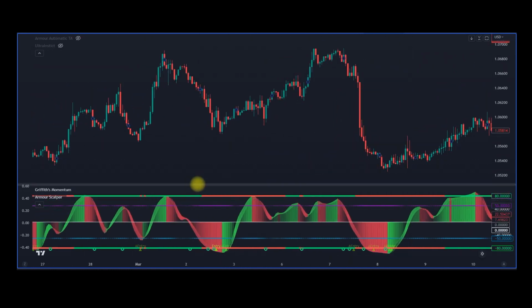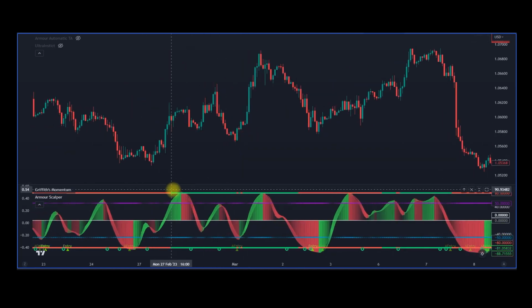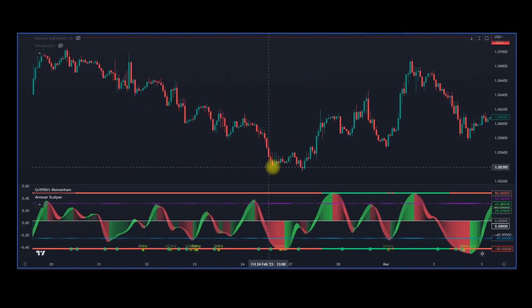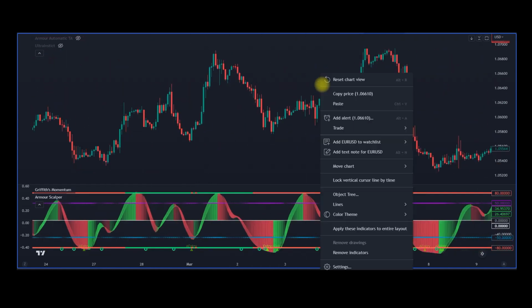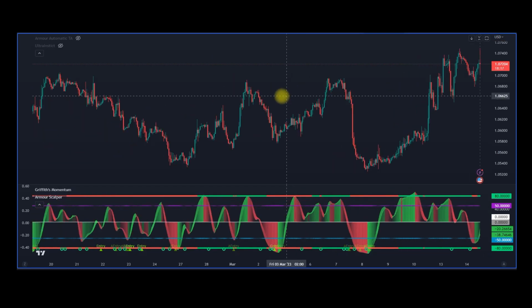And then when the wave turns red, don't take green line. And then when the wave turns green, don't take red line. Easy, easy to use. So follow the colors, follow the signals, you're good to go.